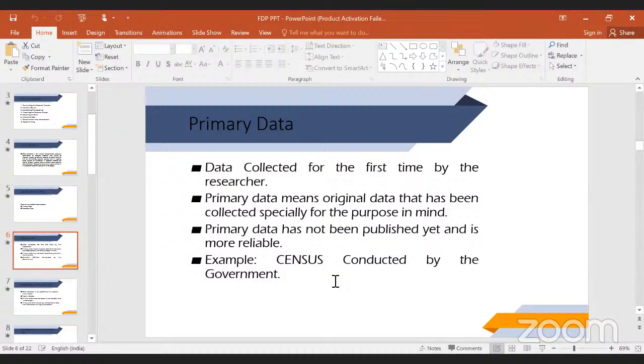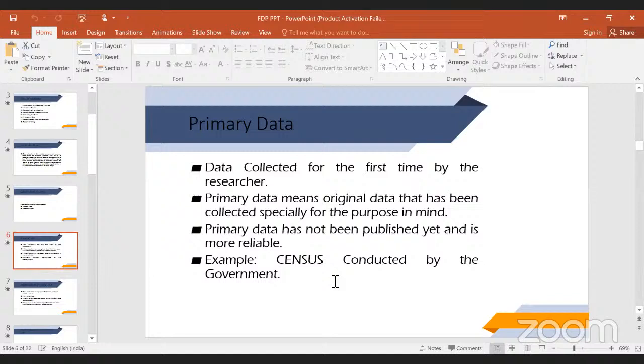Examples of primary data. The first example I have already given you: if you are going to study anything for the first time, like the impact of COVID-19 on a particular area or segment, you can collect your data and analyze it so that you can reach a conclusion whether it was a positive impact or a negative impact.